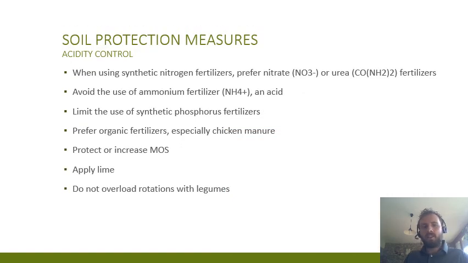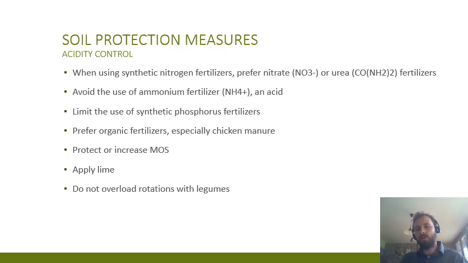To control acidity, there are a few things you can do. If you fertilize minerally, you can use nitrate fertilizer or urea, which are not acidic fertilizers, instead of ammonium. So you should avoid the use of ammonium if you have a pH problem in your soil. You should limit the use of synthetic phosphorus fertilizer. They are all acids. So you should prefer organic fertilizer, which can act as a buffer, and especially chicken manure.